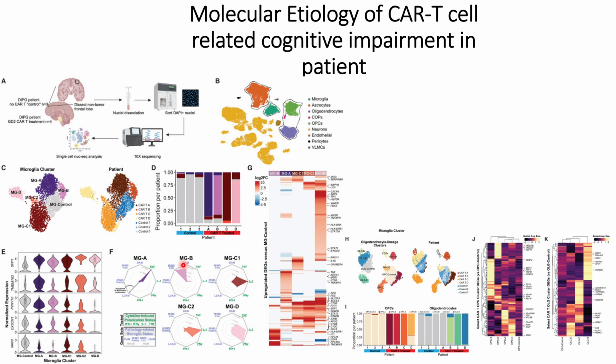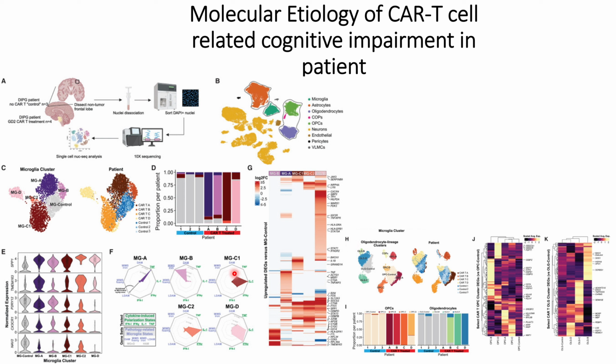And for the MGB, they see the most upregulation is MMS, and for MGC1 it is IL1, and MGC2 is also IL1, but for the MGD, they see IL-1 and IFN gamma are the genes that are highly upregulated or dysregulated, we can say.